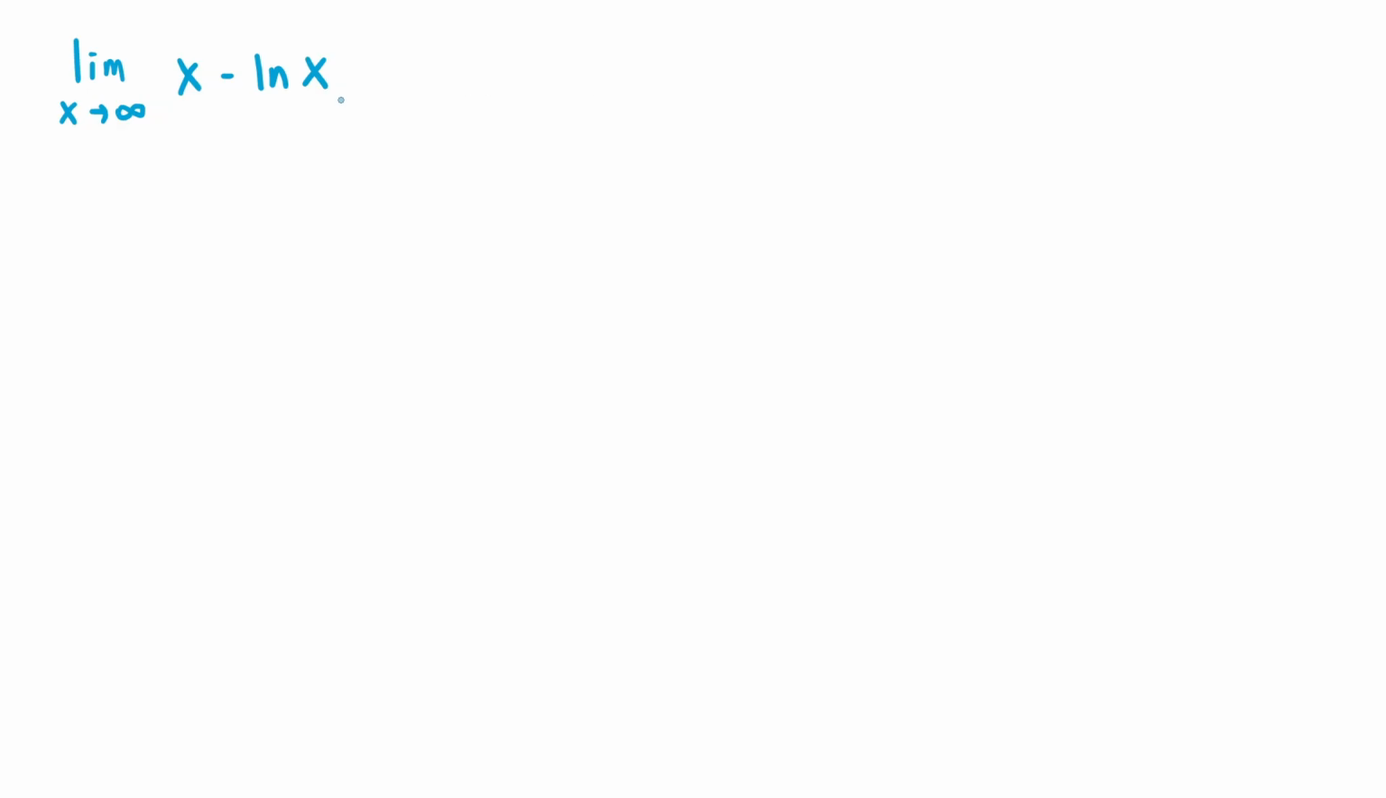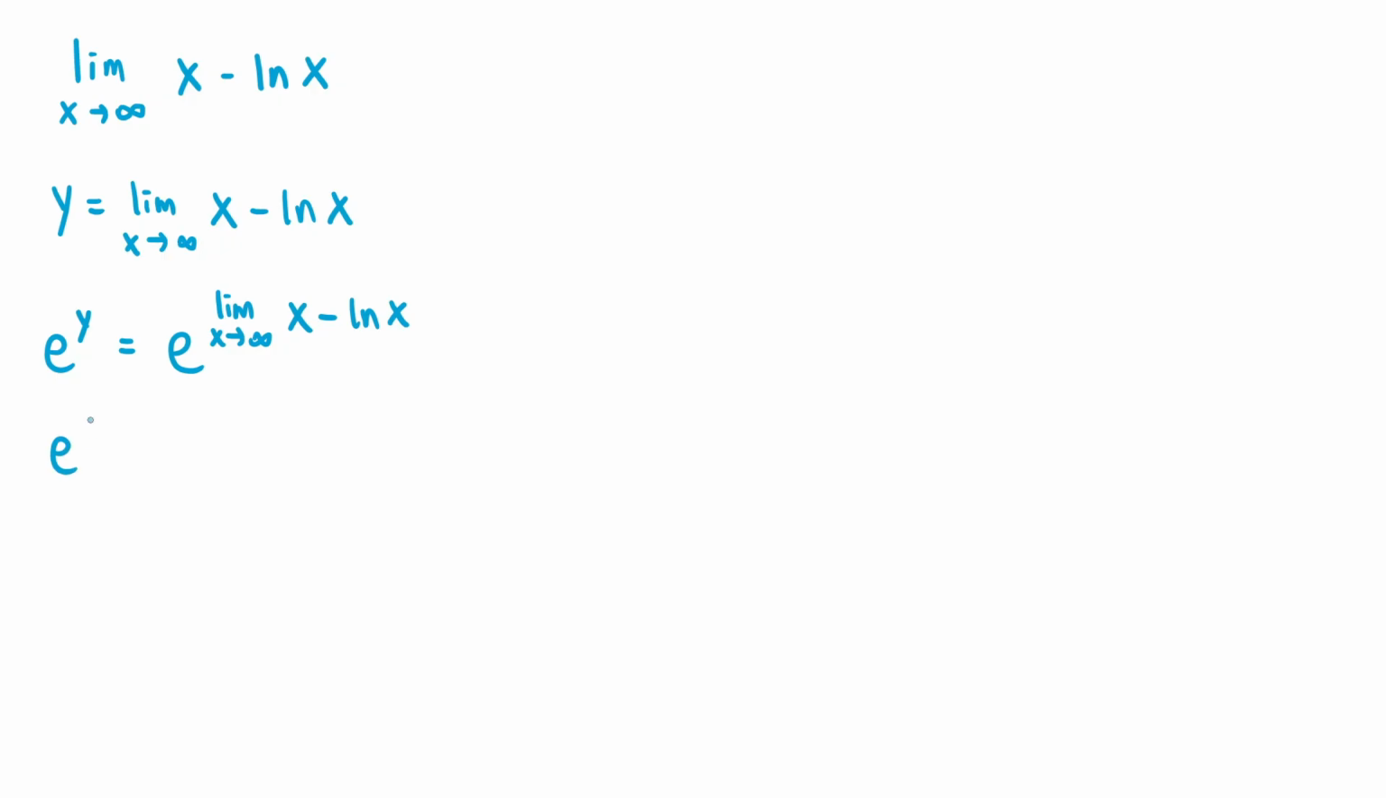So here's what I'm going to do. I'm going to let y equal the limit as x approaches infinity of x minus ln of x. So y is the limit we're trying to find, and if we take the exponential on both sides, we get e to the y equals e to the power of the limit as x approaches infinity of x minus ln of x. And if we use the chain rule for limits, e to the y is just equal to the limit as x approaches infinity of e to the x minus ln of x.